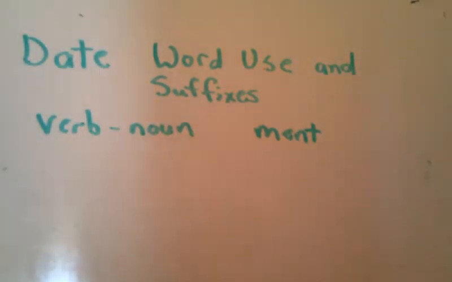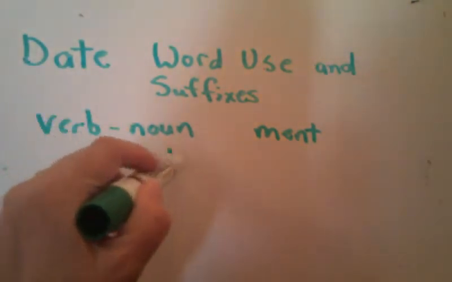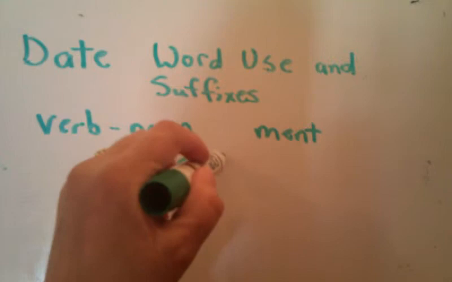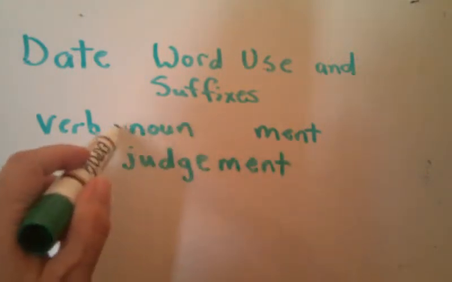For example, if I have the word judge, judge can be a verb. I judge the races. I cannot judge you. If I want to make this a noun, I just add M-E-N-T, and it makes it a noun. Okay?